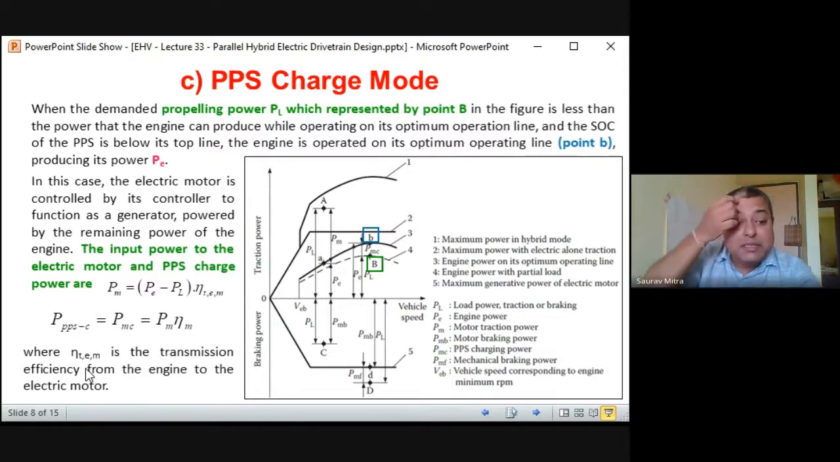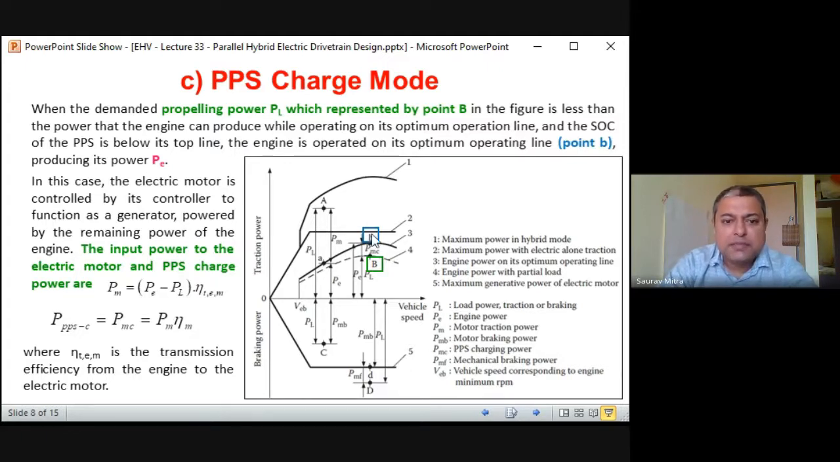Where eta TEM is the transmission efficiency from the engine to the electric motor. Just see, from the engine to the electric motor, that means from the engine it goes to the torque coupler, again comes back to the electric motor, and then goes to the PPS. So it's a reverse path from the output torque coupler to the PPS, and that efficiency is called eta TEM. It is the transmission efficiency from the engine to the electric motor. So it's a reverse path. The whole block diagram and functional diagram should be imprinted in your brain. Then only you can understand all these different things.